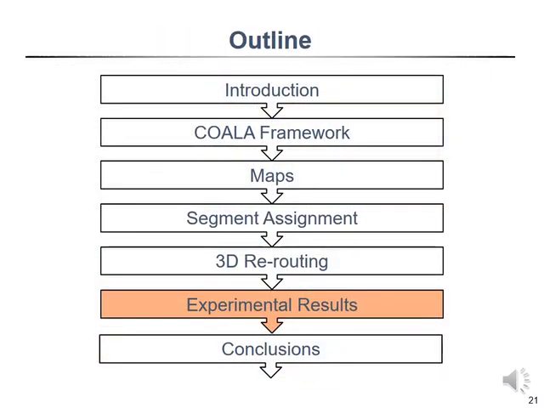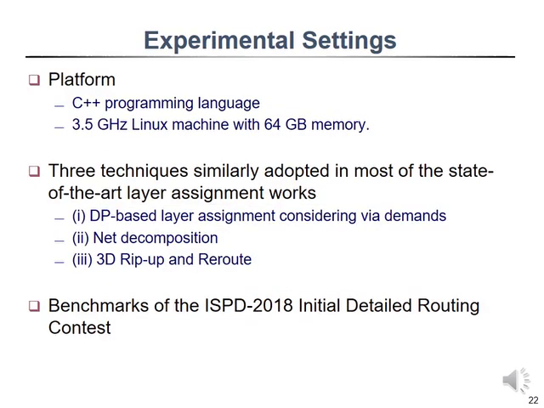Here come the experimental results. We implemented our algorithm flow with the C++ programming language, and all experiments were performed on a 3.5 GHz Linux machine with 64 GB memory. We compare our algorithm with three major techniques which are commonly used in prior work. The first technique is dynamic assignment with via domain consideration. The second technique is decomposing large nets into small nets to increase the solution space. The third technique is 3D rip-up and reroute.